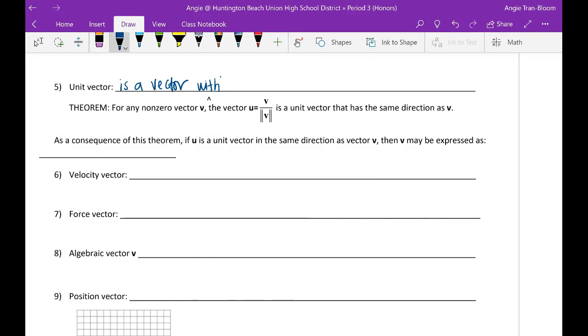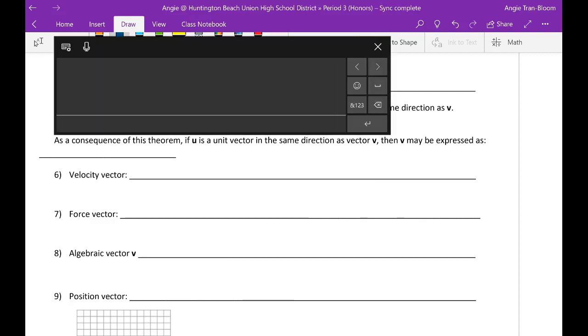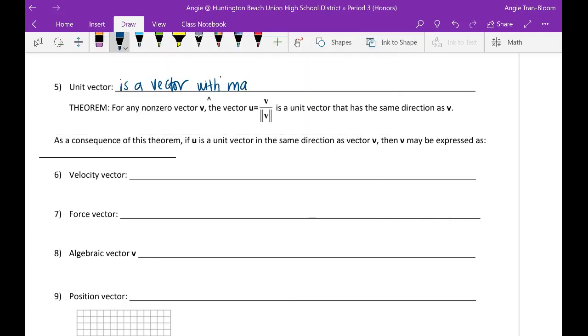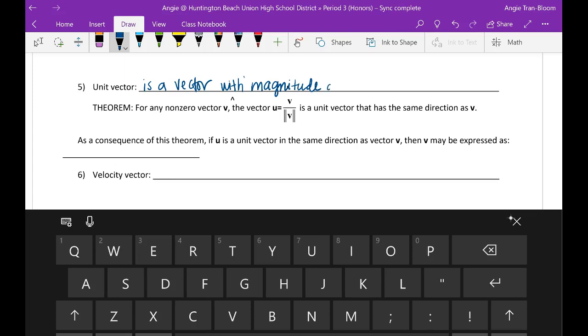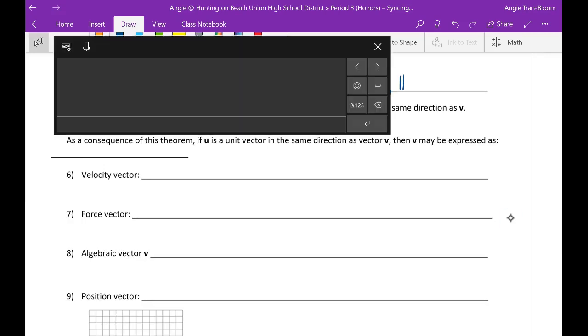Unit vector is a vector with magnitude of 1 unit. It's like a unit circle, right? Unit circle radius is 1. Unit vector magnitude 1.